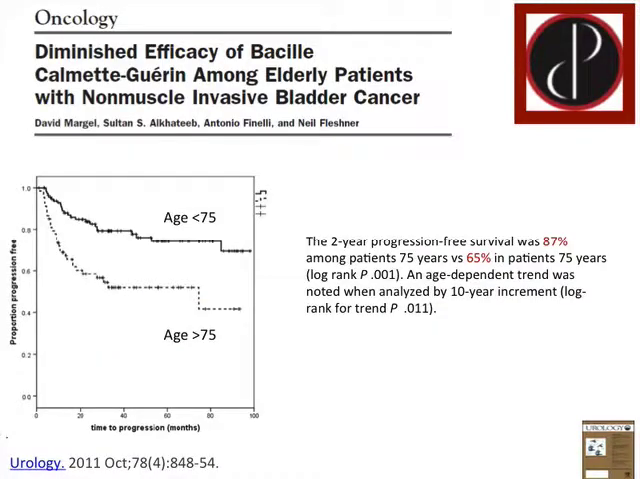The other work from Toronto looked at progression-free survival, and they compared the progression-free survival after BCG therapy between the group of age less than 75 and more than 75, and they found that there is a difference in response rate, 87% versus 65%.